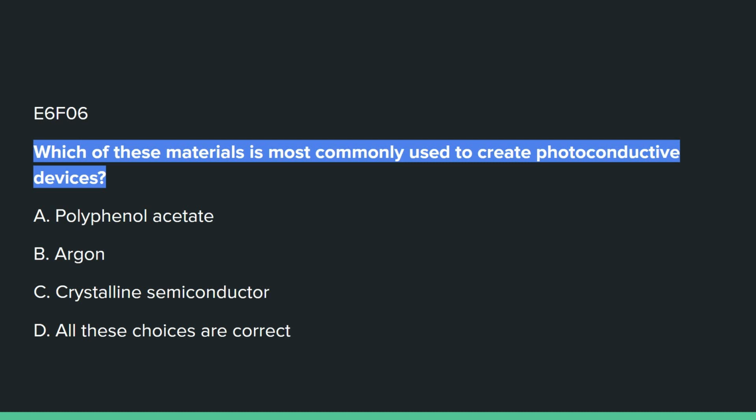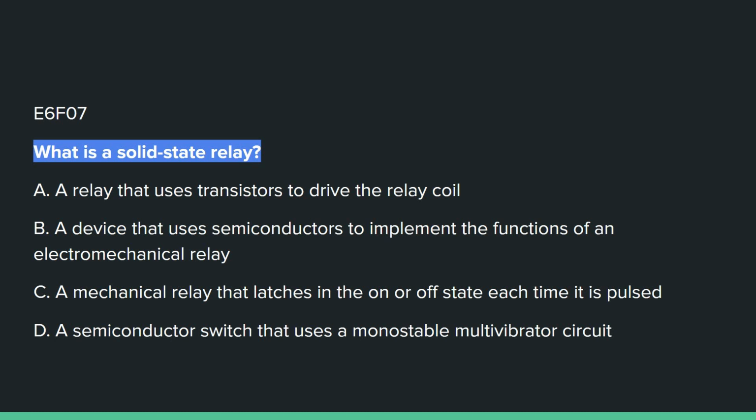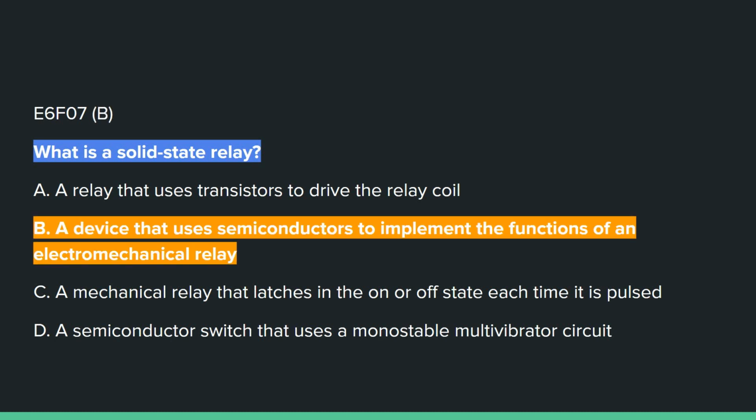E6F06, which of these materials is most commonly used to create photoconductive devices? C, crystalline semiconductor. E6F07, what is a solid-state relay? B, a device that uses semiconductors to implement the functions of an electromechanical relay.